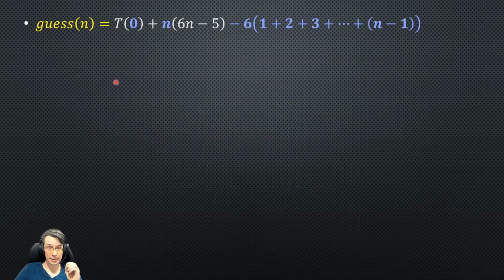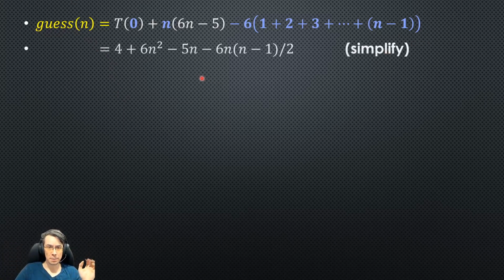So let's check. First of all, I'm going to carry on to the next slide because that slide's full. Here's my guess, and I can simplify it. Plug in my t of 0 term, which I already know, and then simplify. I end up with n times 6n is 6n squared, minus 5n, and then minus 6 times, and what's this expression? This is a sum from 1 up to n minus 1. That's n times n minus 1 over 2. I simplify a little more, and I end up with 3n squared minus 2n plus 4.